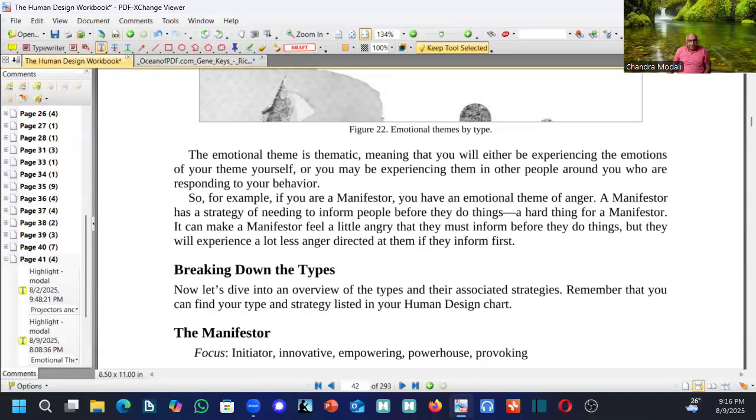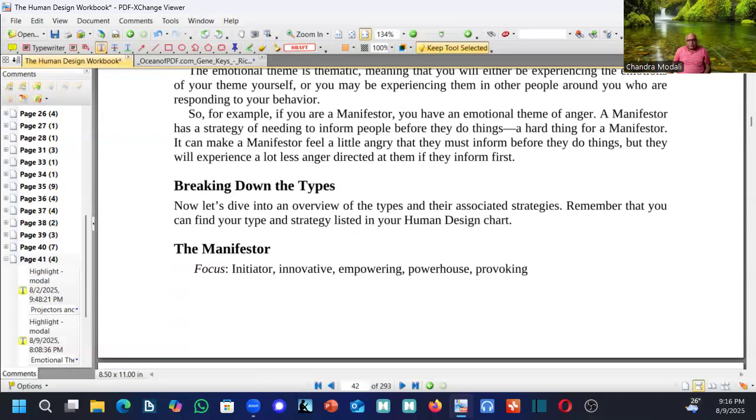Okay. Now, breaking down the types. Now, let's dive into an overview of the types and their associated strategies. Remember that you can find your type and strategy listed on your human design chart. See, all of you, if you go through this book, he has given you a link. There are multiple places where you can get this chart free of cost. You need to know where you were born, the timing at which you were born, etc. Right? Just like you cast the horoscope chart.